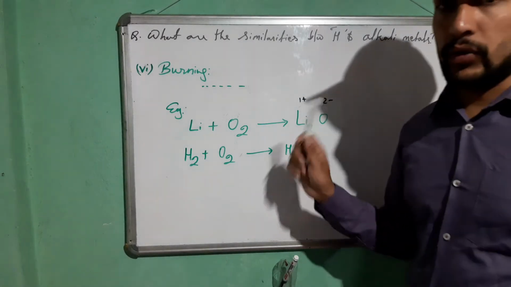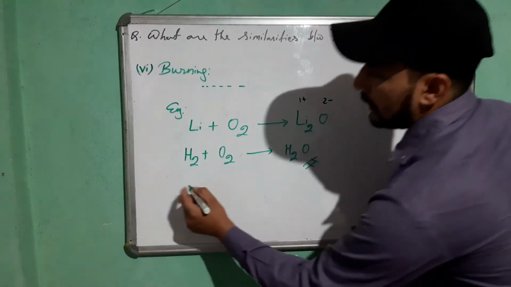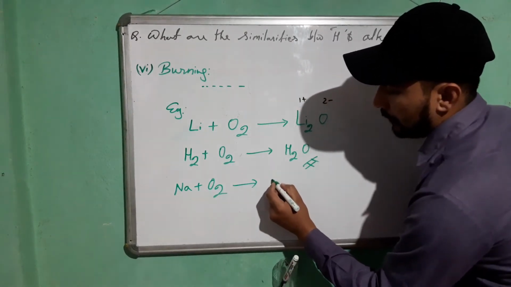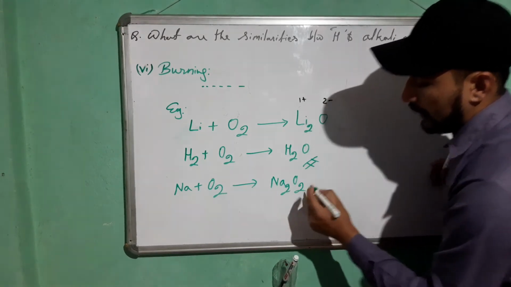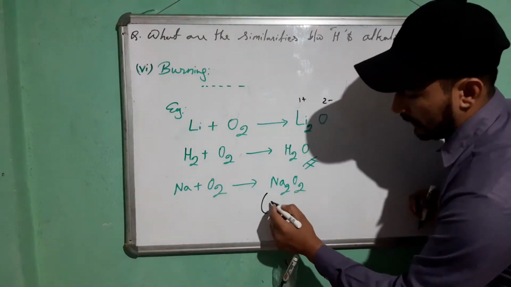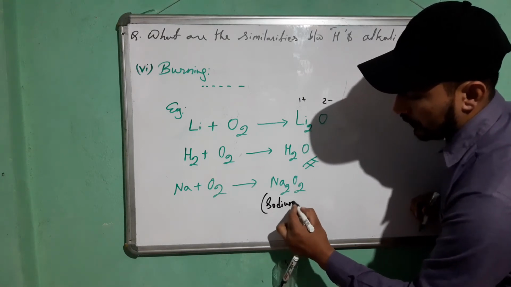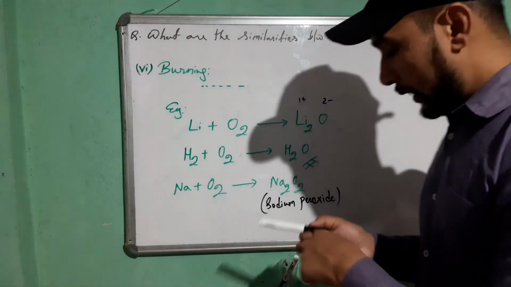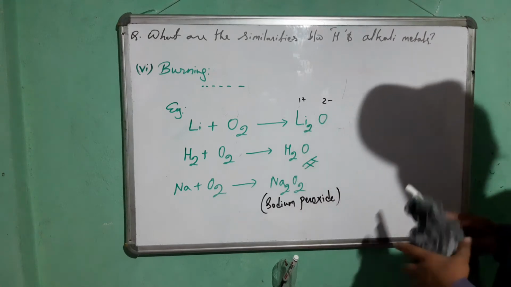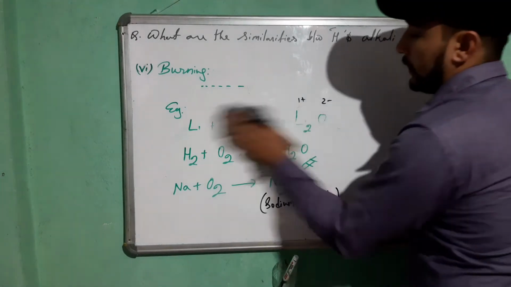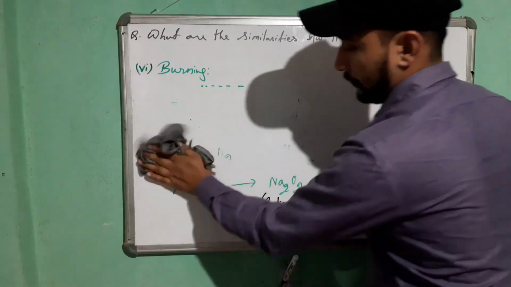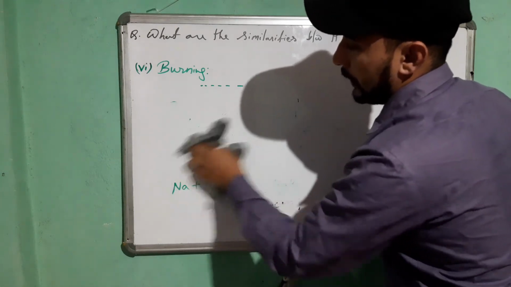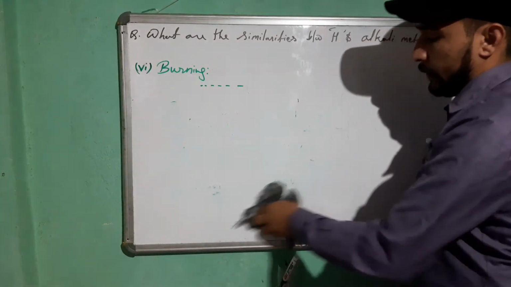Like alkali metals, hydrogen also burns. Sodium, Na plus O2 will be sodium peroxide, Na2O2. Remember this one; its name is sodium peroxide. So like alkali metals, hydrogen also burns in oxygen. So that is another similarity. In total we did 6 similarities, and 6 similarities will be sufficient for you.